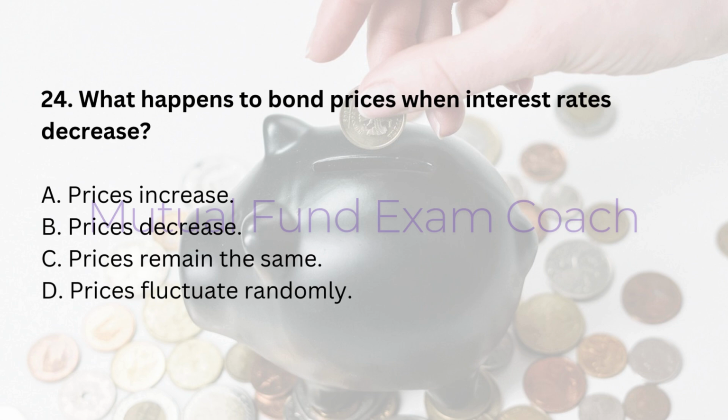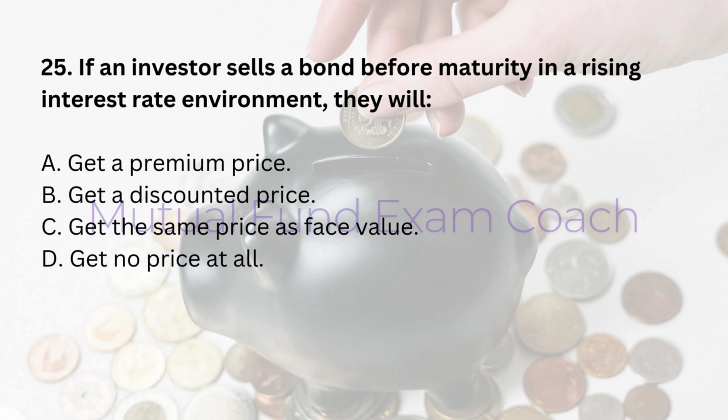24. What happens to bond prices when interest rates decrease? A. Prices increase. B. Prices decrease. C. Prices remain the same. D. Prices fluctuate randomly. Answer: A. Prices increase.